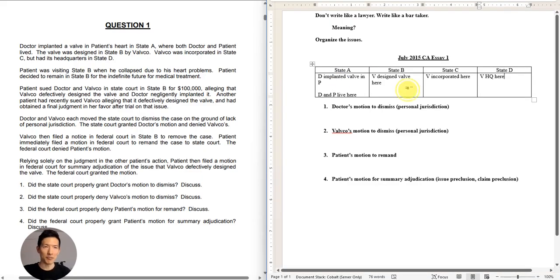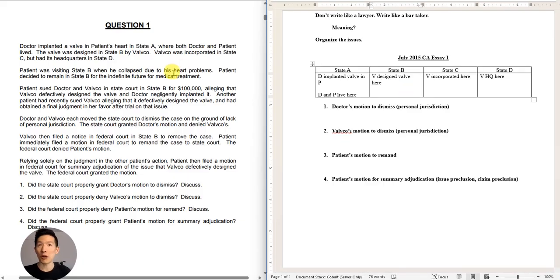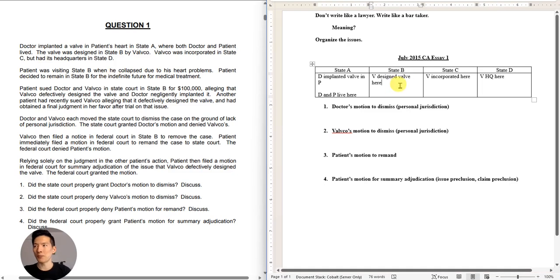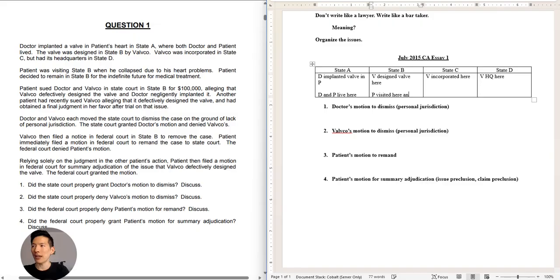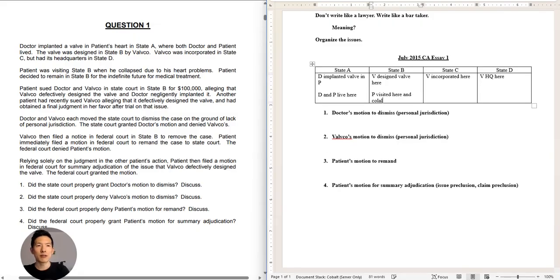Patient was visiting state B and he collapsed due to his heart problems. The patient decided to remain in state B for medical treatment. So patient visited here and collapsed.